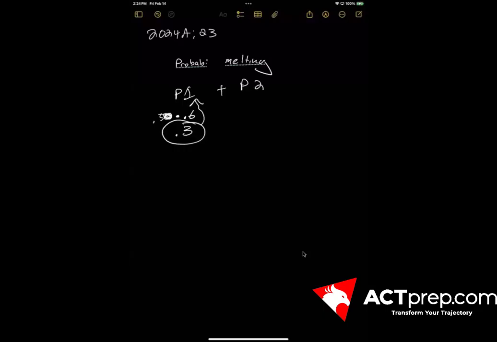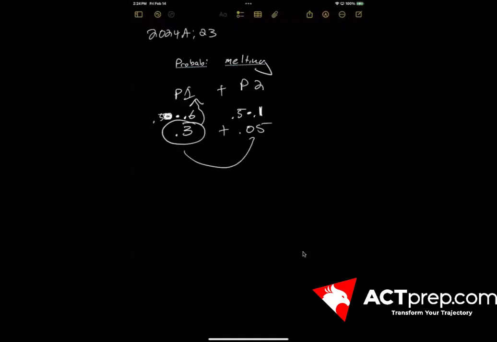And then the other probability is it doesn't rain, which there's a 50% chance of that as well. And then if it doesn't rain, there's a 10% probability that it melts. So we multiply those together to get 0.05.